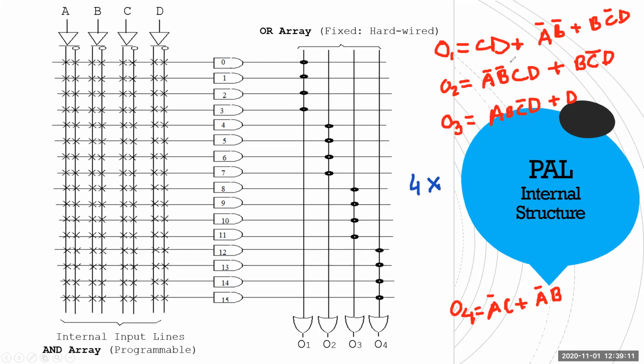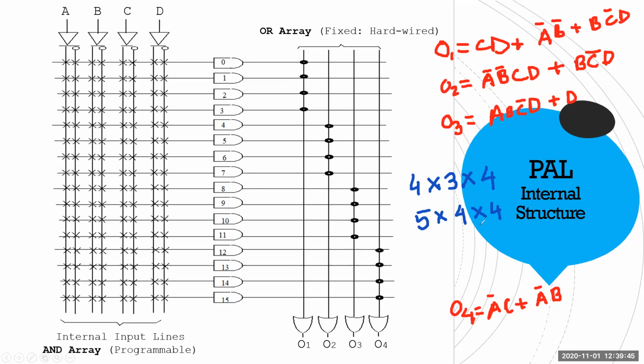Okay. How many AND gates do you need? The highest is 3: 1, 2, 3. So 3 should be the minimum number, right? Yes. And how many outputs do we need? How many OR gates do we need? O1, O2, O3, O4. Four, right? Yes. So this is the minimum number of specification you need. Now, if I give you 5 into 4 into 4, is that okay?